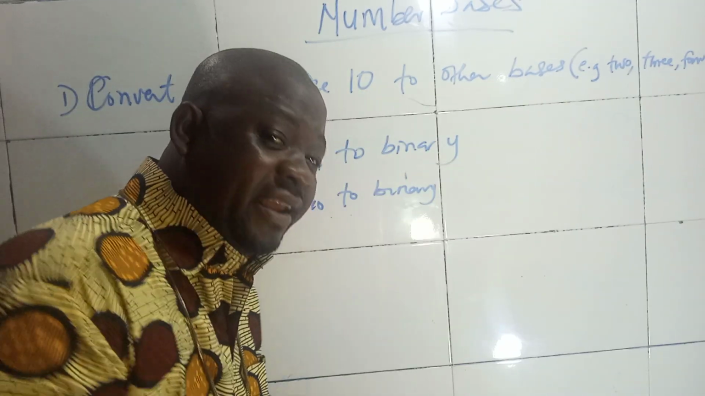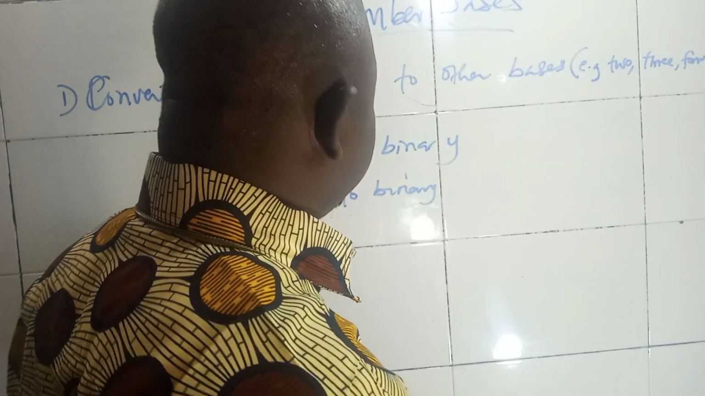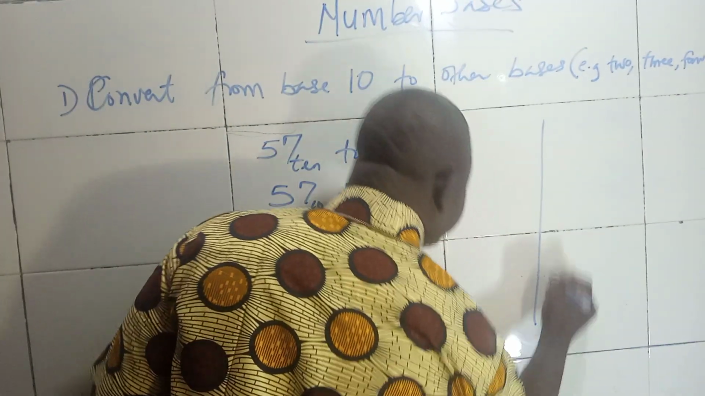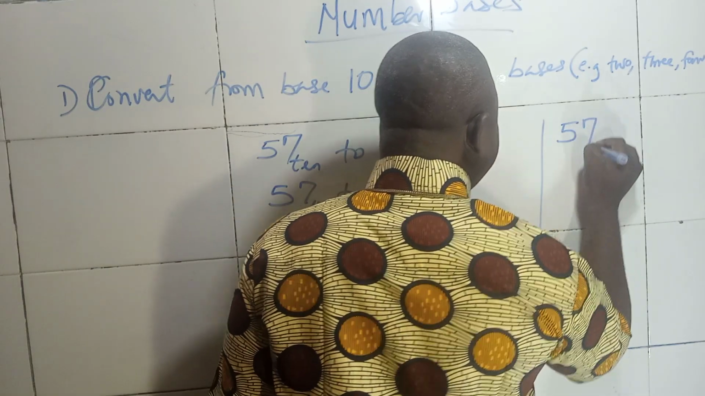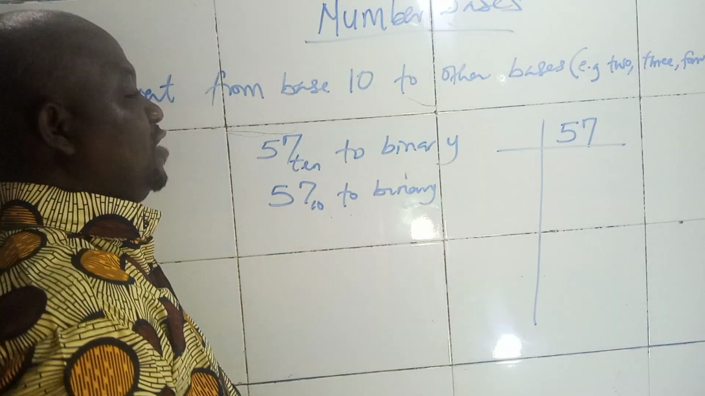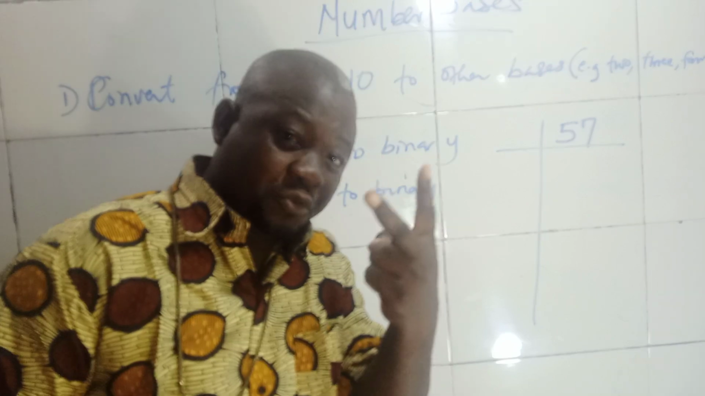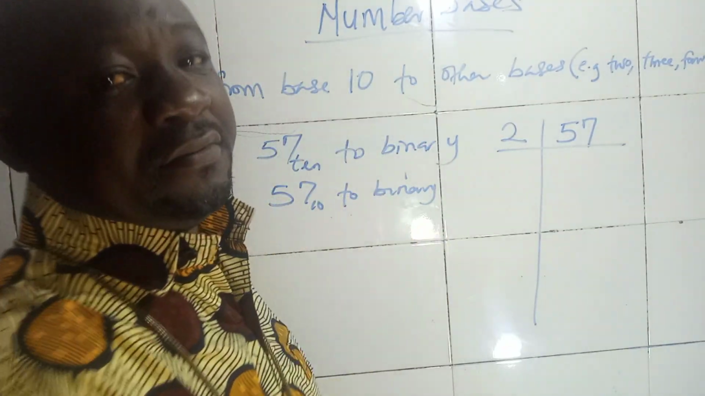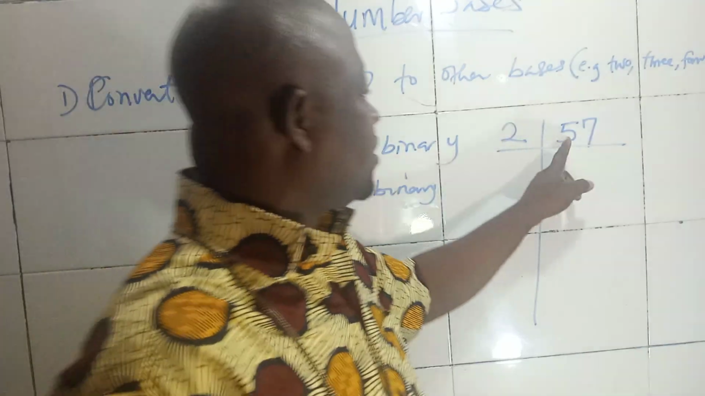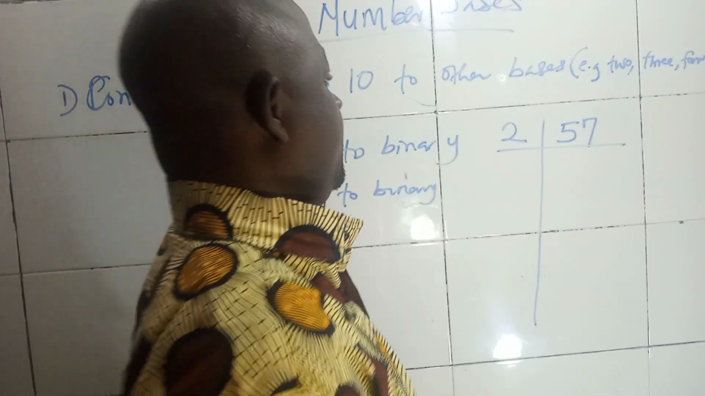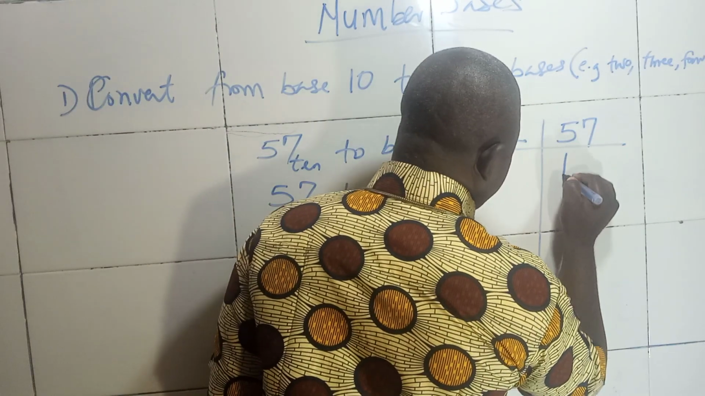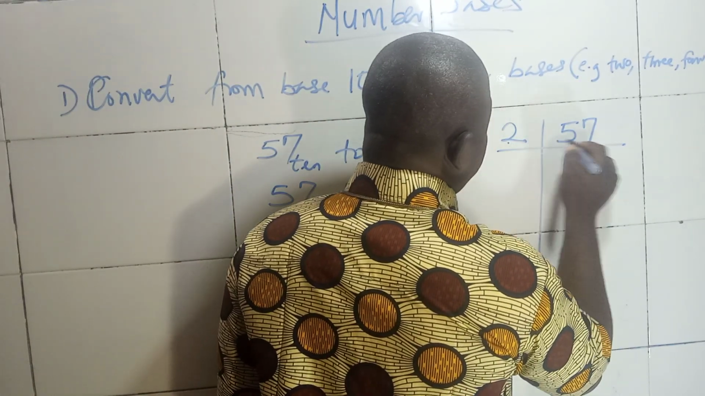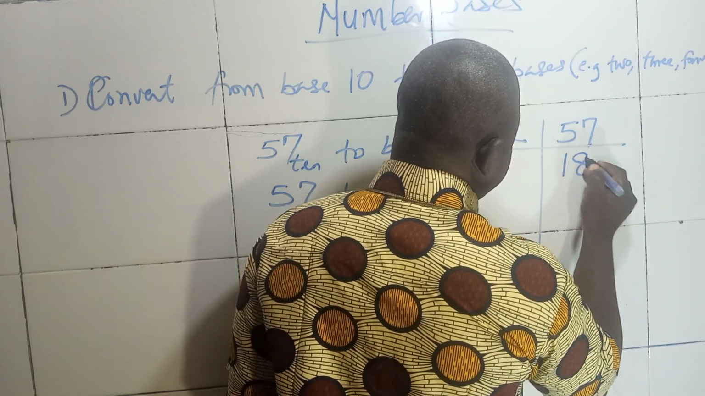If you still remember your elementary mathematics when you were in primary school, you divide. Put your number here, 57. What do you want to convert it to? Binary means what? 2. So you bring your 2 here. Then 2 goes into 57. 2 goes into 5, that is 2, remainder 1. 2 goes into 17, that is 8.